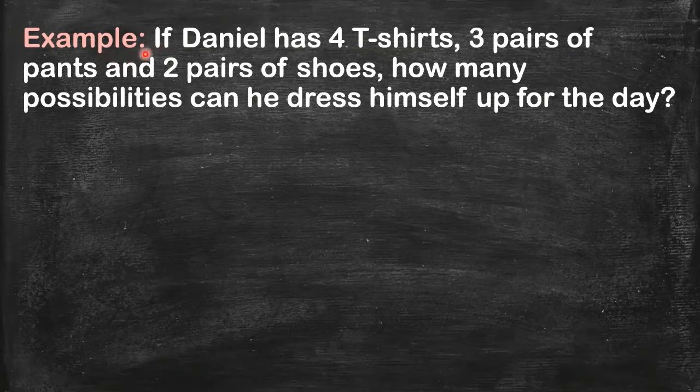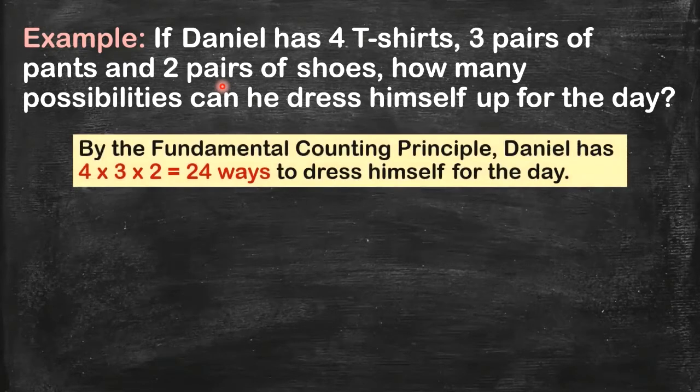So, the problem goes like this. If Daniel has 4 t-shirts, 3 pairs of pants, and 2 pairs of shoes, how many possibilities can he dress himself up for the day? By the fundamental counting principle, we all know that there are 4 times 3 times 2 ways to dress himself for the day. So 24 ways. Now, ang gagawin natin dito, we try to list down all the 24 possibilities using different methods.